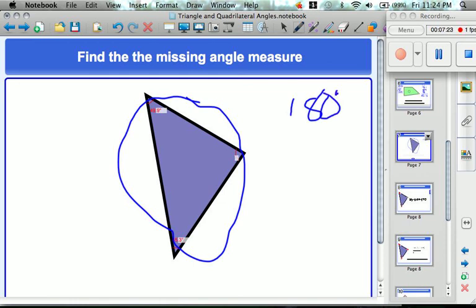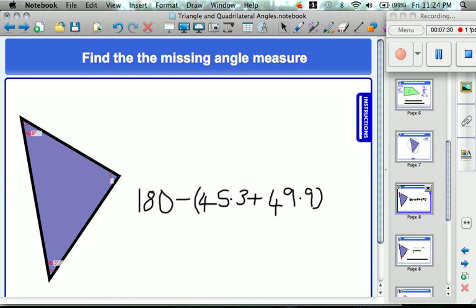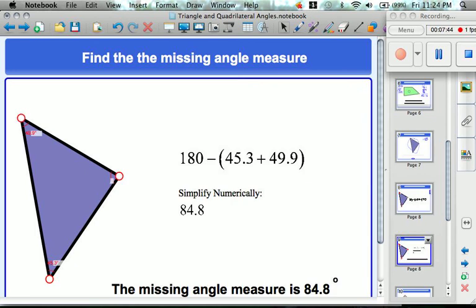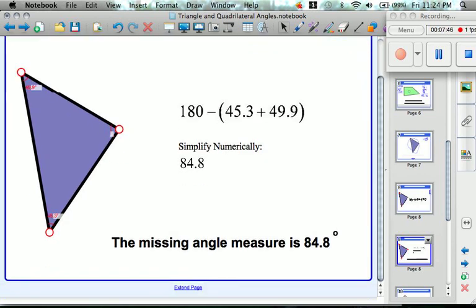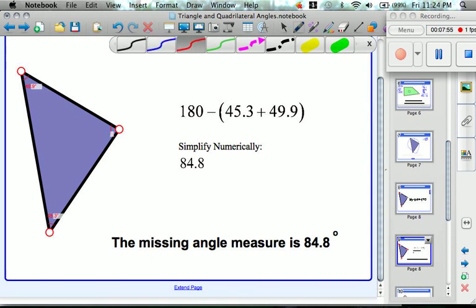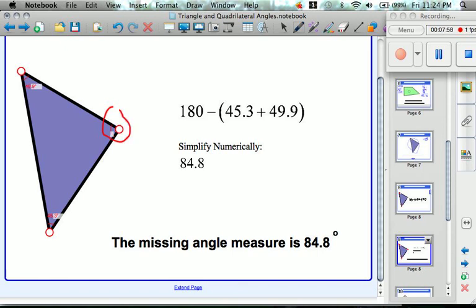Okay. So here's one that's already worked out. We have the 49.9 degrees, the 45.3 degrees. We've added those two together and subtracted them from 180 degrees. And we'll see after simplified that our missing angle is 84.8 degrees. So this angle right here is 84.8 degrees.